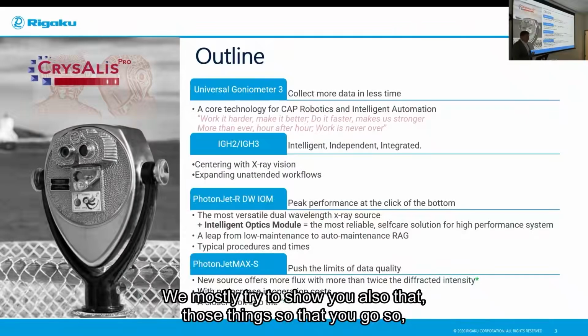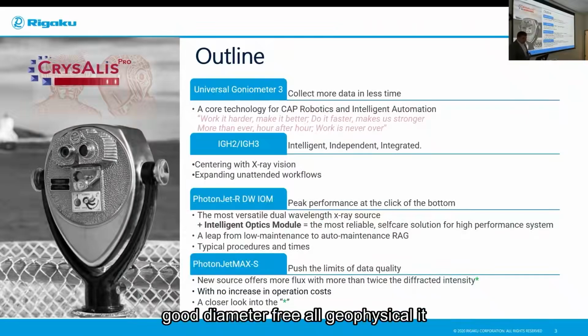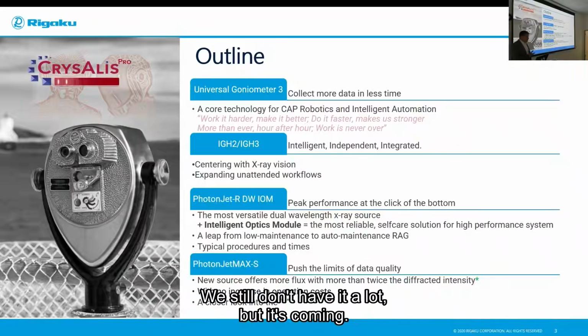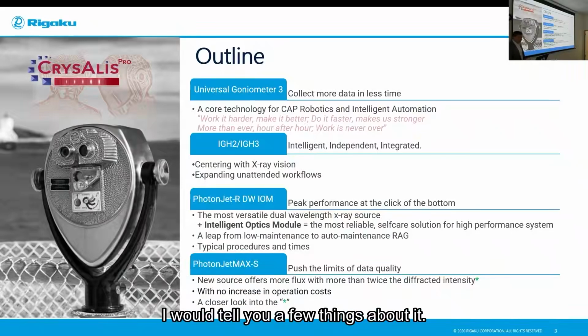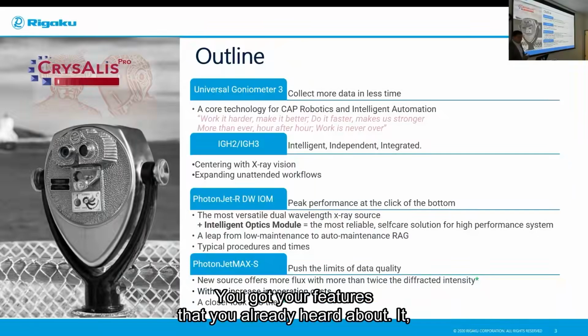So the universal goniometer 3 or UG3 as we call it. Correctly, I hope that. We still don't have it in lab, but it's coming. I would tell you a few things about it. There is IGH2, IGH3 update from our intelligent goniometer head. IGH3 is the one that goes with the new goniometer that you already heard about it.